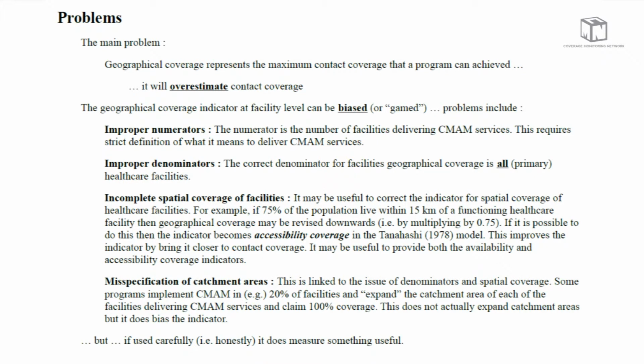We can have improper denominators. This is something I've seen in Sierra Leone, in Niger, in Sudan, in Ethiopia, where we say, oh, well, the clinics that we're offering CMAM services in are the only clinics that we are ever going to offer CMAM services in, because the other ones, well, we don't care about them, they're not real proper clinics. And so they cut away all the clinics that they don't want to deliver services in, and they end up with 100% coverage.